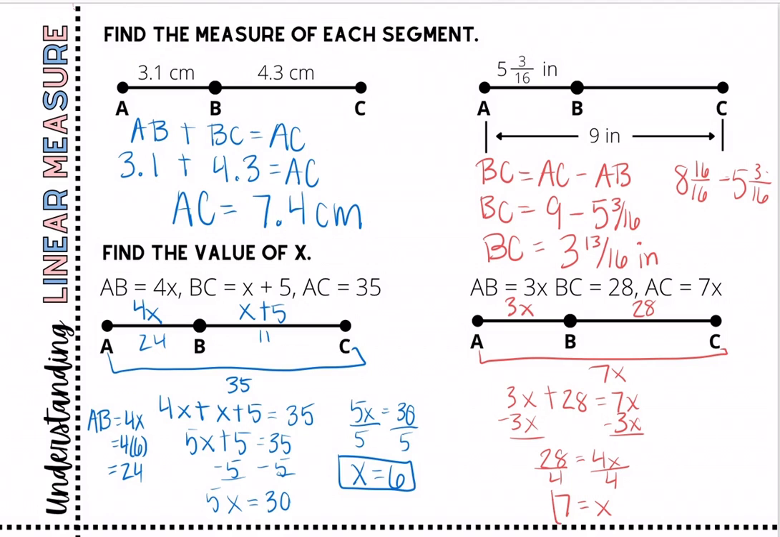The only other thing they may ask you again is what AB is and what AC is. AB is 3 times x, so 3 times 7 is 21, and AC is 7 times 7, which is 49. That may be the only other thing they'll ask you.